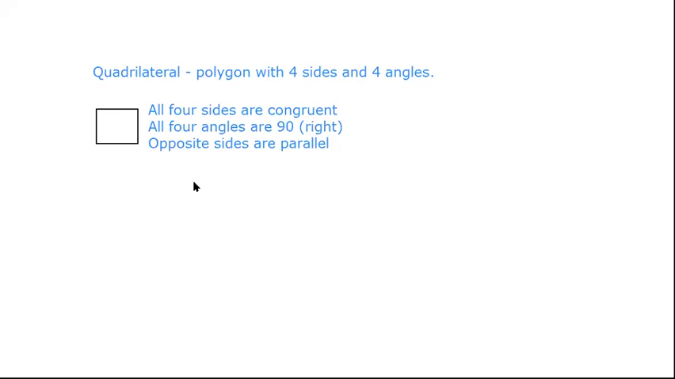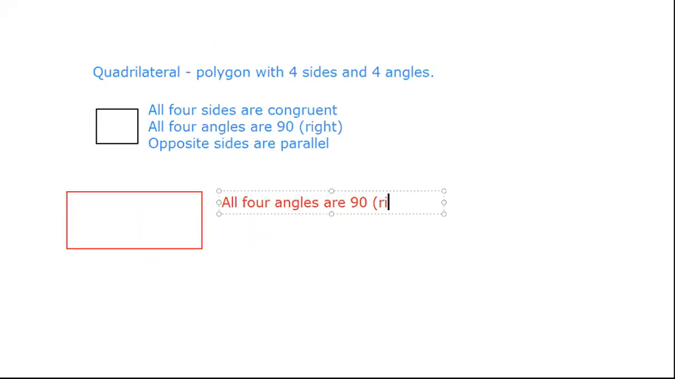kind of related to two other quadrilaterals, one of which is a rectangle. So let's look at a rectangle and compare it to a square. So a rectangle also has all 4 angles are 90 degrees, and it also has opposite sides parallel. But a rectangle does not have all 4 sides congruent.